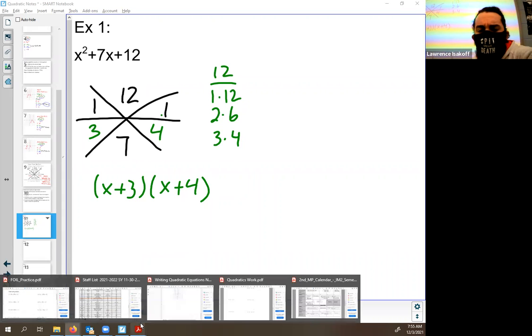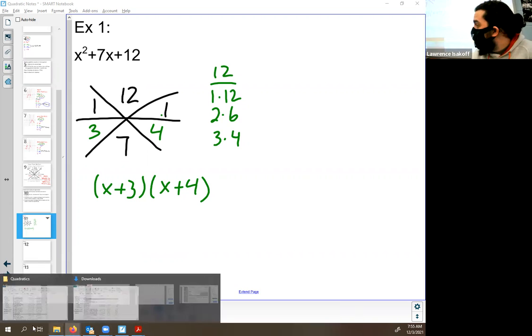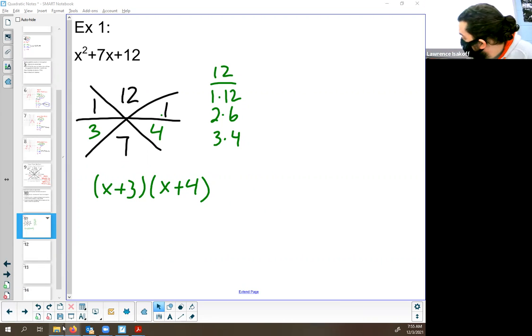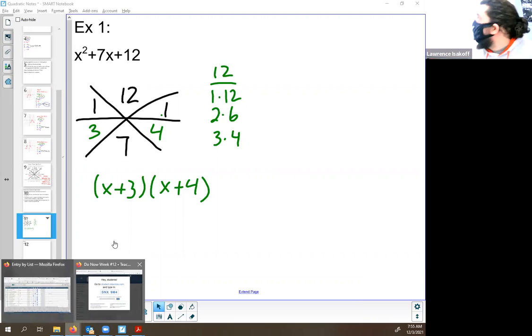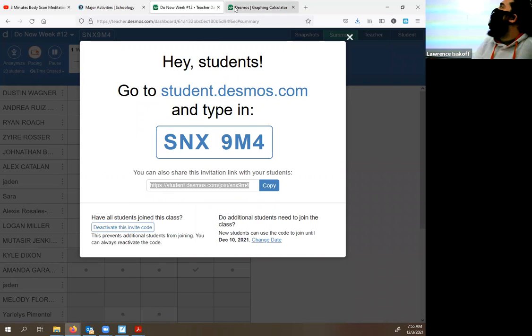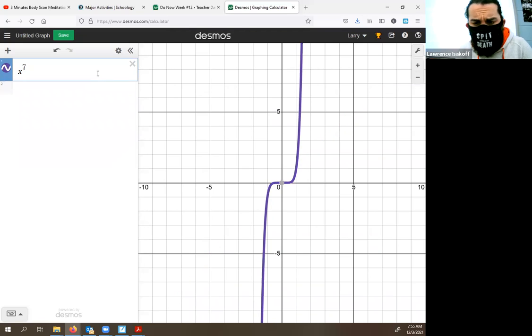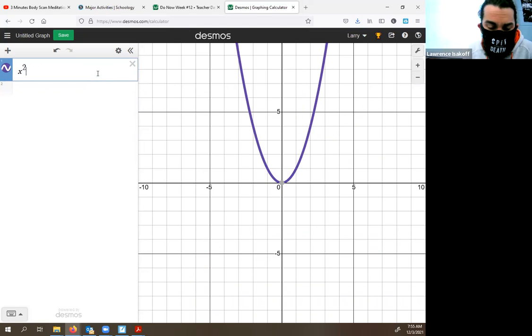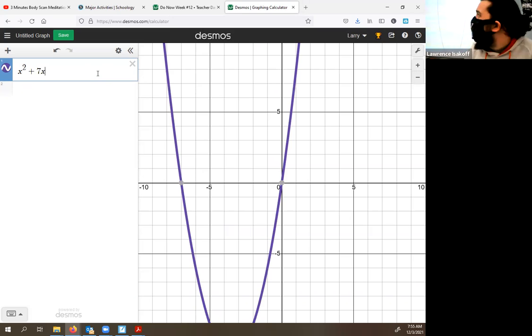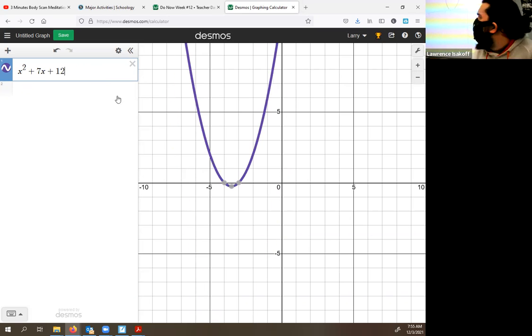So here's how I'm going to check this in Desmos. What I'm going to do is first graph the original equation, x squared plus 7x plus 12. So that's what my original graph looks like.